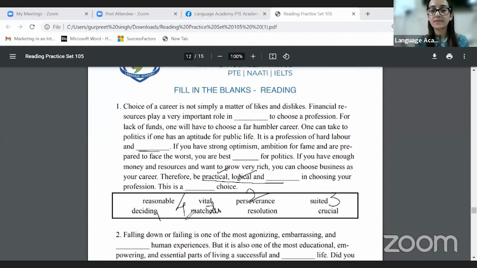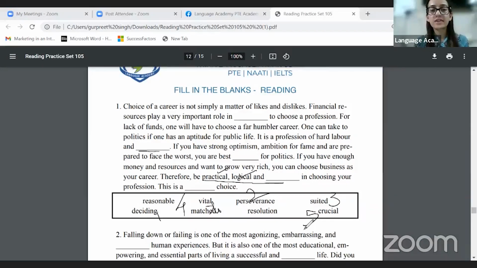This is a dash choice. Most of you have written vital. The two options that we had were vital and crucial. Vital is used when you want to say something is very, very, or the most important thing. And crucial is when something is decisive. Decisive means on which the success and failure of something depends. So this choice is crucial because on this choice depends the success or failure of your career. So if it is something which is decisive factor, decisive in nature, means based on this the success and failure of something depends, and it's not vital, it's crucial that we use in that case.